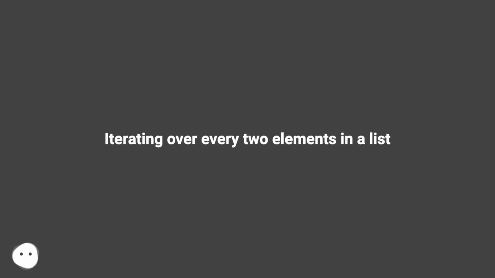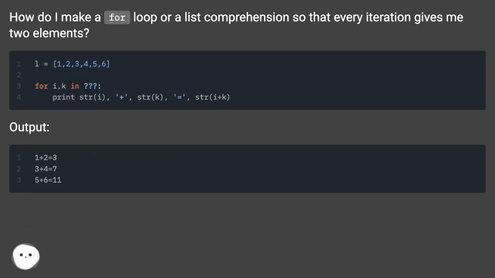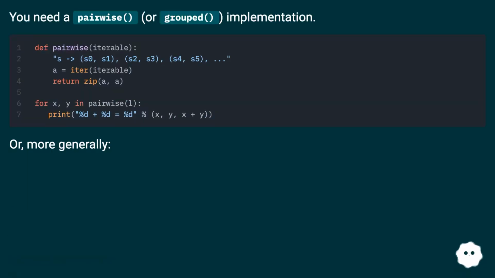Iterating over every two elements in a list. How do I make a for loop or a list comprehension so that every iteration gives me two elements? Output. You need a pairwise, or grouped, implementation.